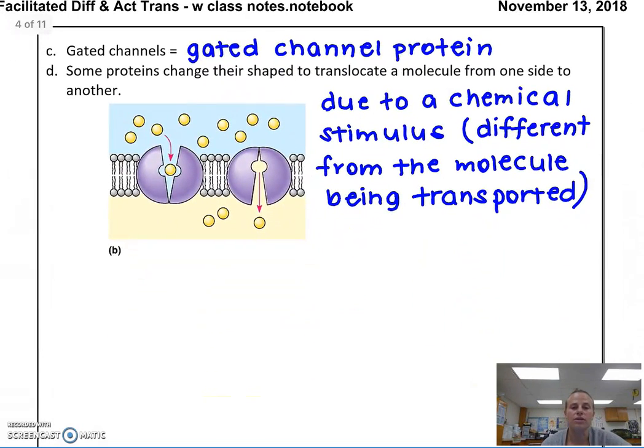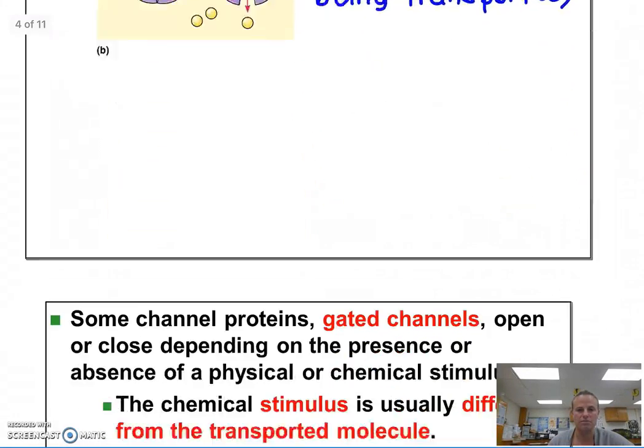Next, we discussed another type of membrane protein known as gated channels. Gated channels is just another word for a gated channel protein. This type of membrane protein works a little bit differently than a channel protein because it requires a chemical stimulus. That chemical stimulus transforms the shape of the molecule. It sometimes opens up what's known as a gate, which then enables the molecule to be transported across the membrane.